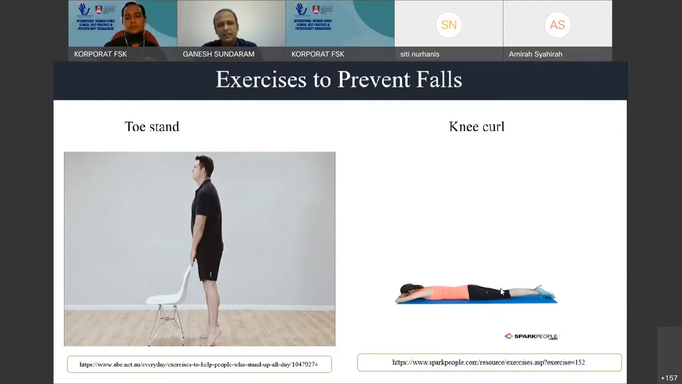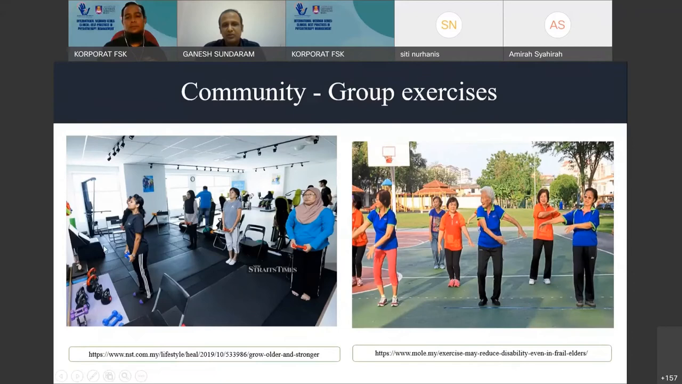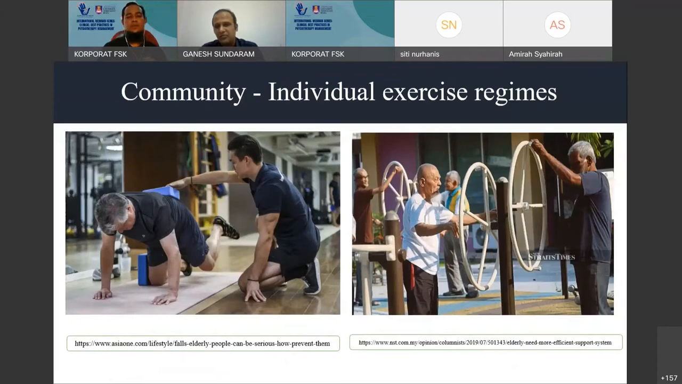We have community group exercise. So I would say, as an indoor and an outdoor platform, we can develop our own community group exercise. We can develop an individual exercise regime, indoor as well as outdoor, so it can be for one person at a time.